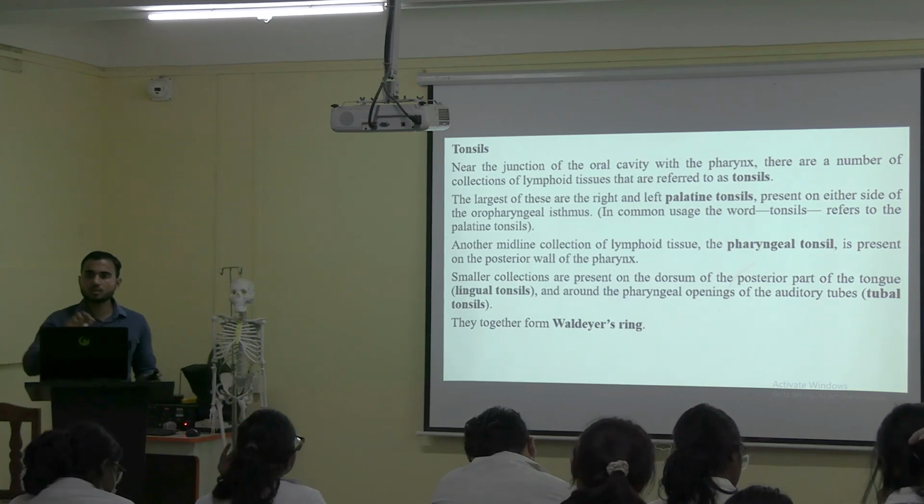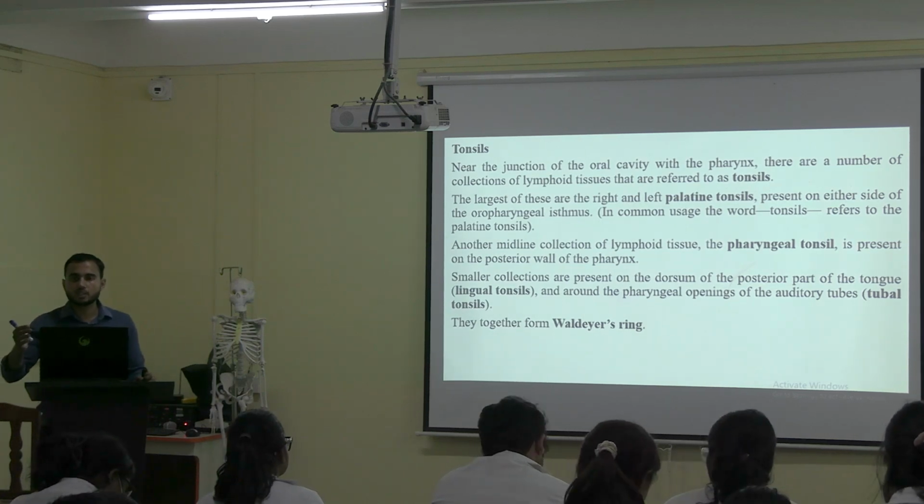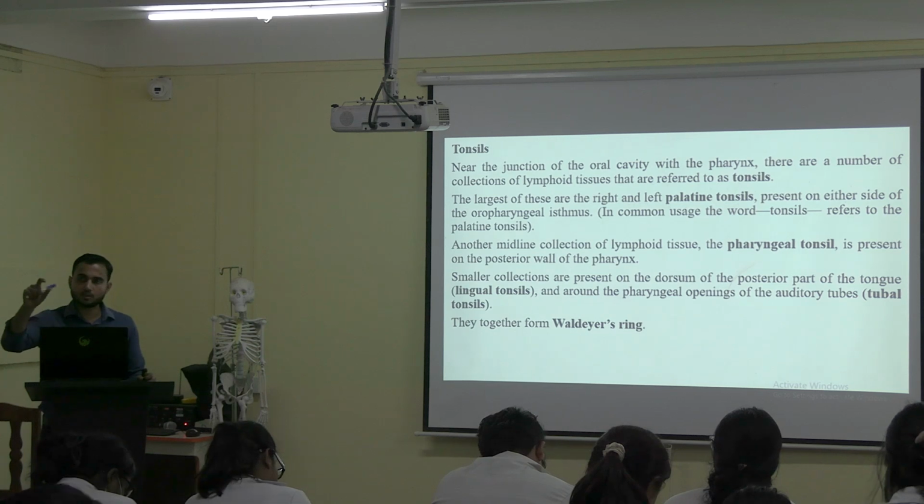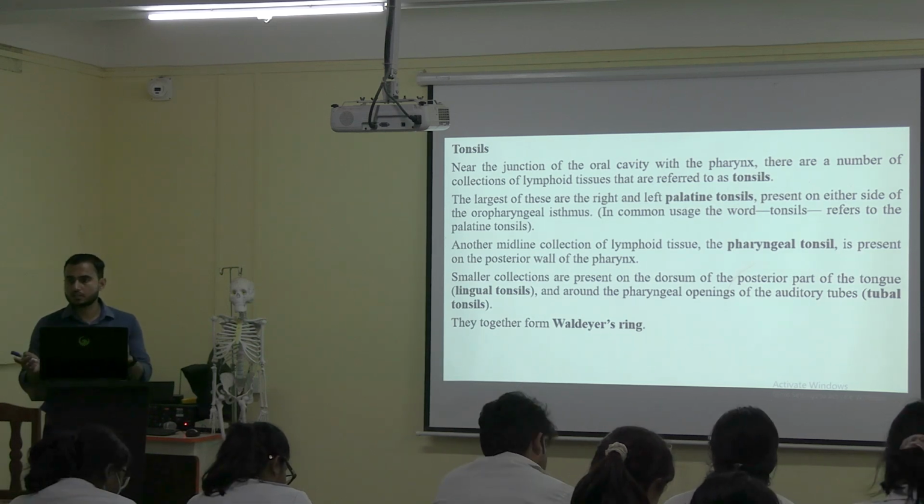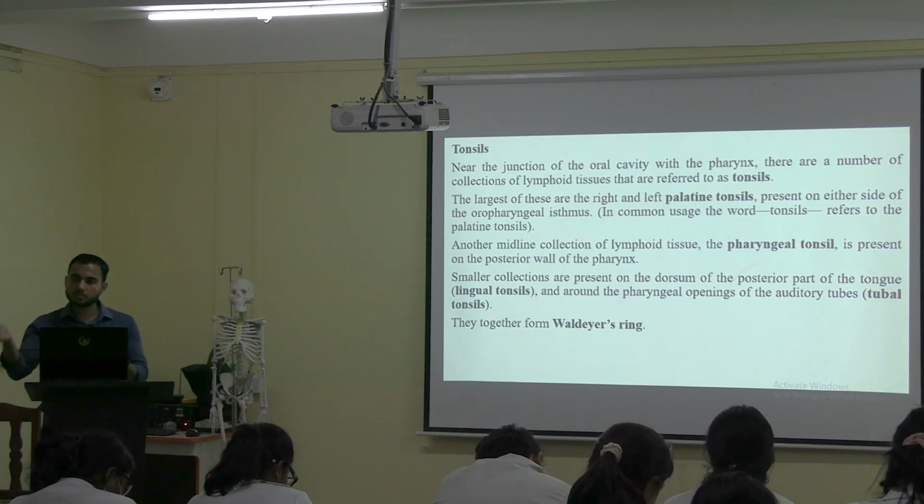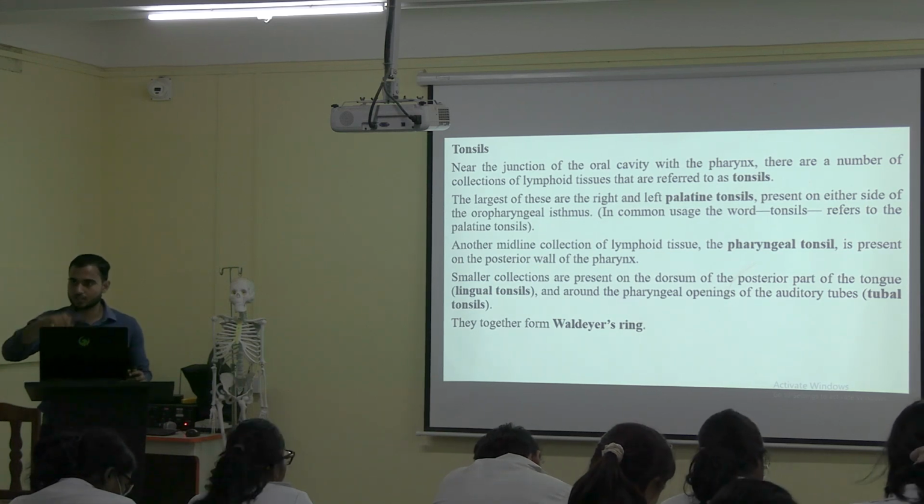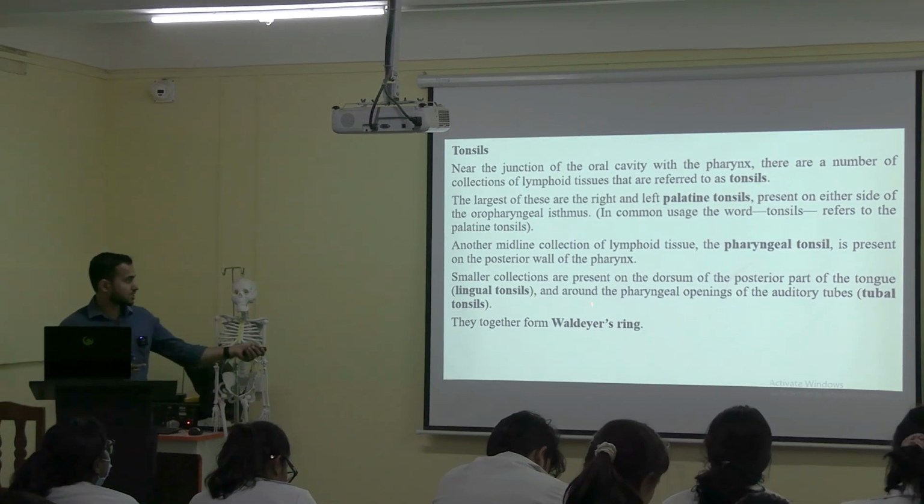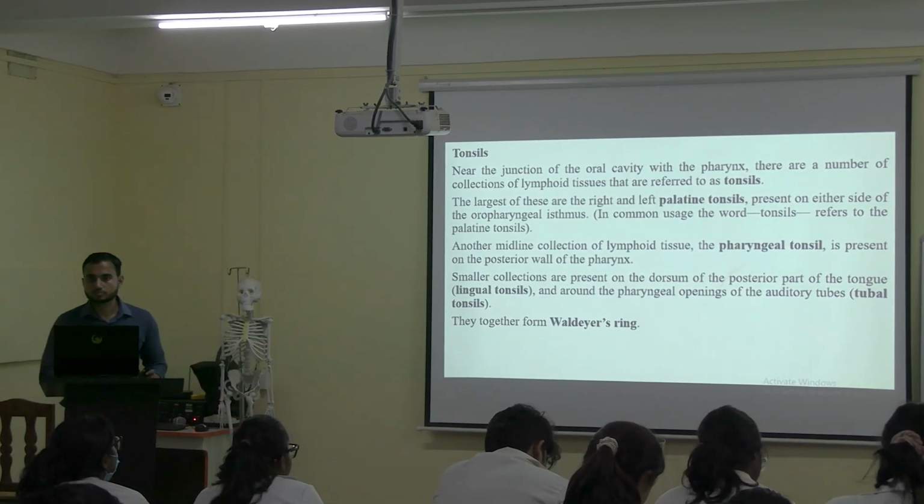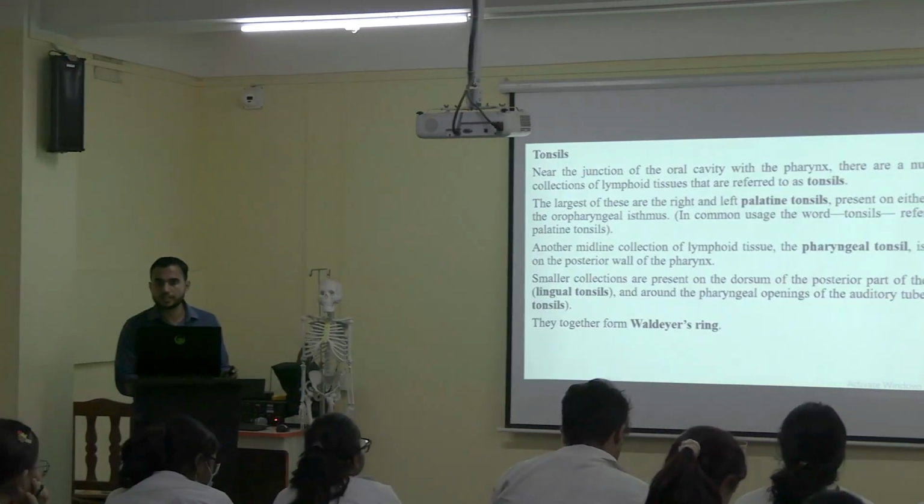So if you take all the aggregations of the lymphoid tissue, you can draw a circle, and this is bilateral, meaning it is present on this side as well as that side. If you draw a circle, it will appear as a ring, and that is called Waldeyer's ring. Okay, this is called Waldeyer's ring.